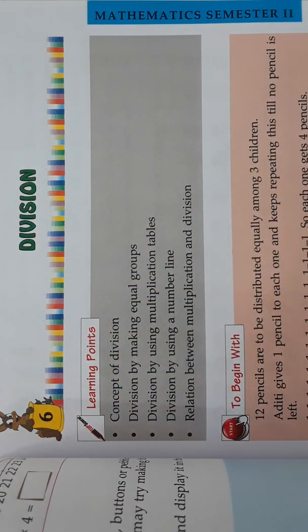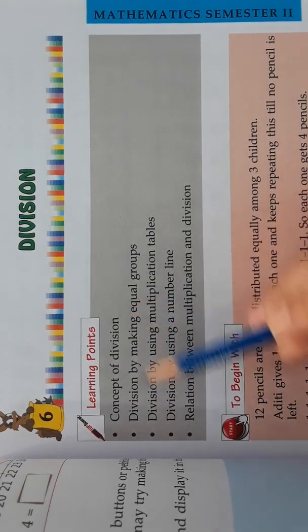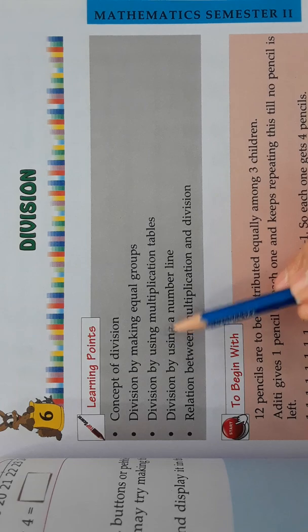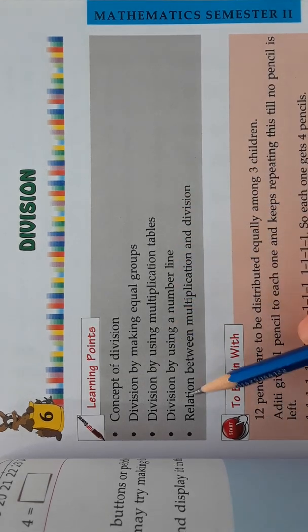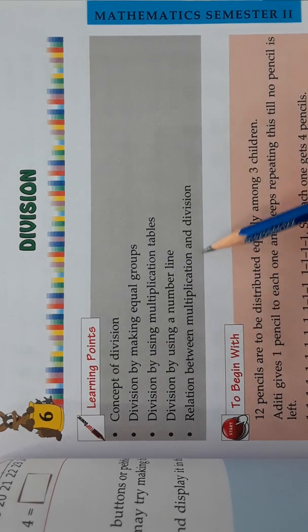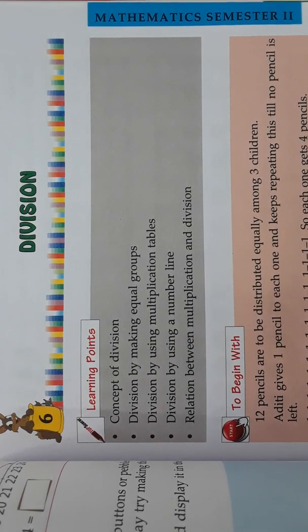In this chapter we are going to learn about the concept of division, division by making equal groups, division by using multiplication tables, division by using a number line, and the relation between multiplication and division. This much we are going to learn.